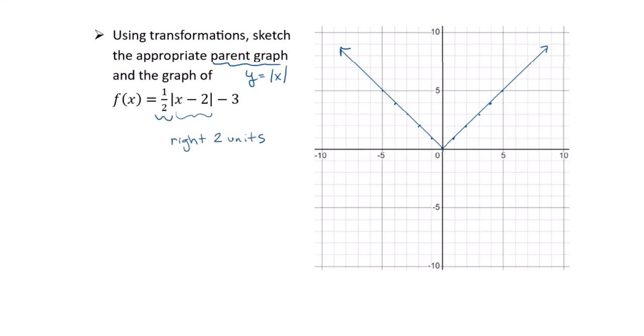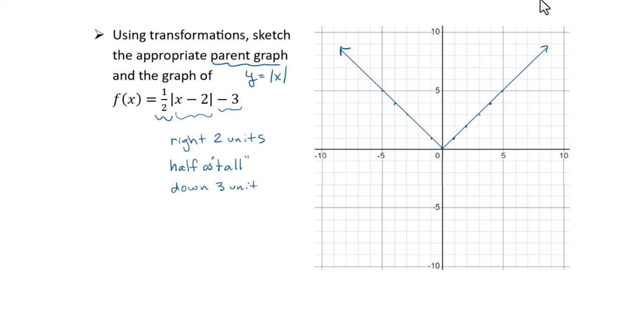And then this is the second thing that's happening. That's our multiplying, so that's our next in our order of operations. This means we're going to be half as tall, if you want to think about it that way, half as tall as the parent graph, and then minus 3 means we're going to go down 3 units.